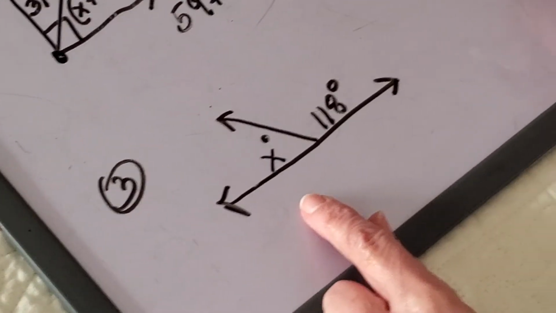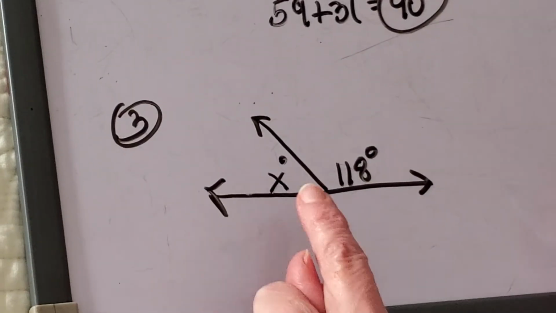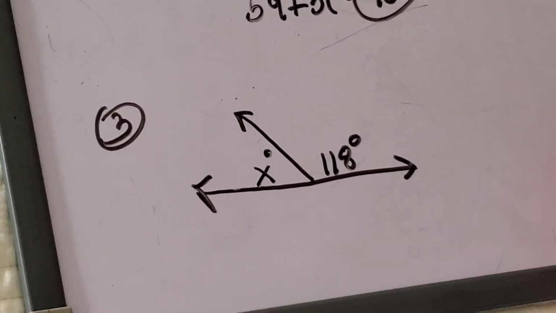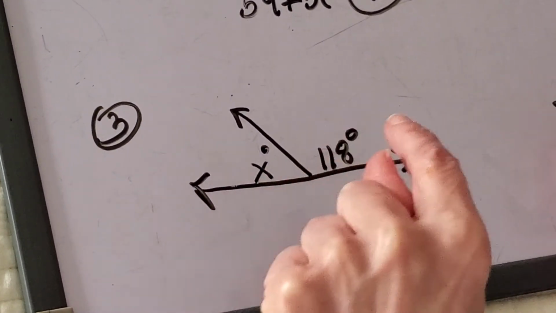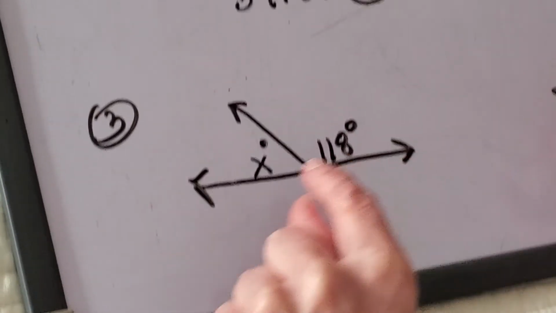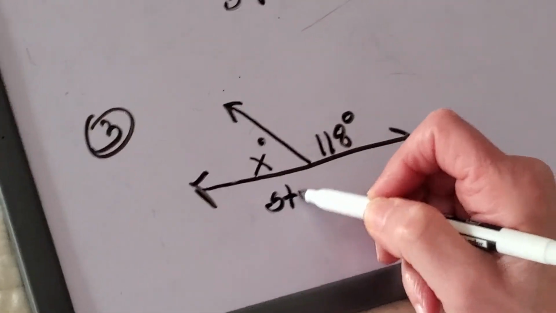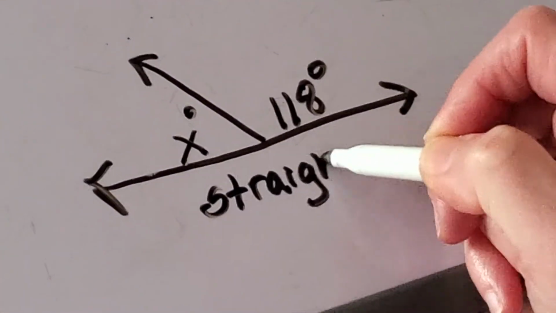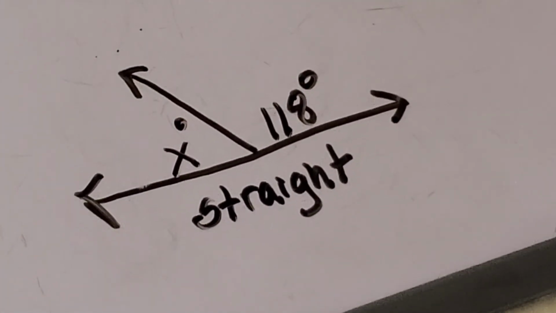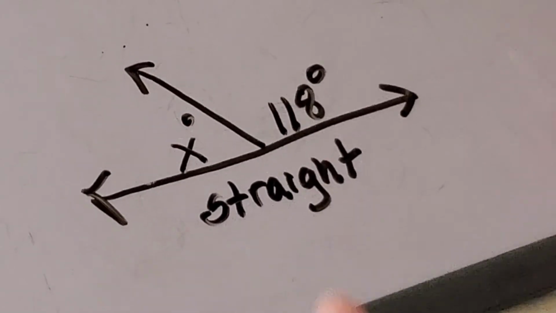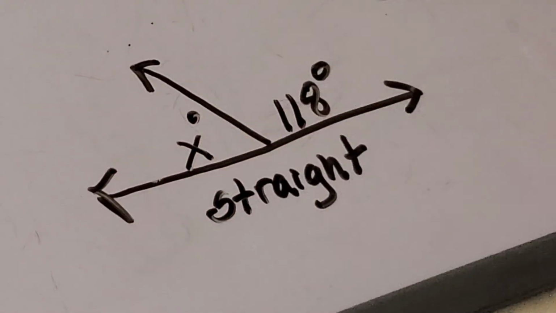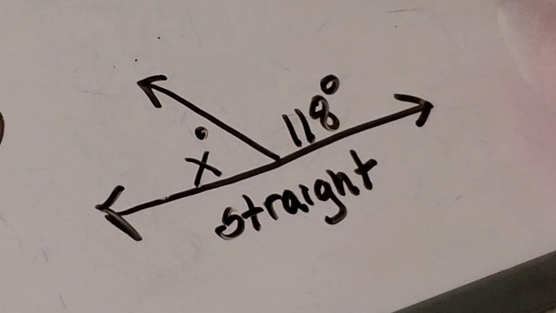In my third and last diagram, I have two adjacent angles again. I have my unknown angle and I have a 118-degree angle. These two angles are formed from a straight angle. And we remember from the previous video, straight angles equal 180 degrees. So the sum of these two angles together should equal 180 degrees.